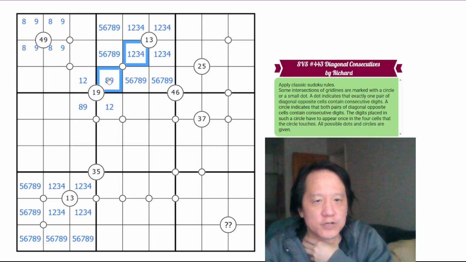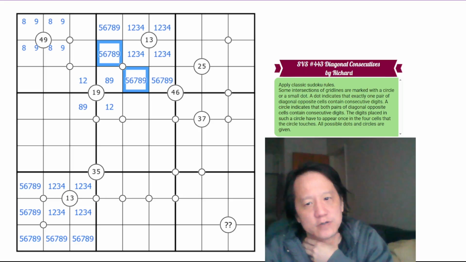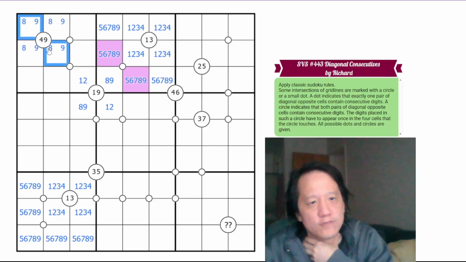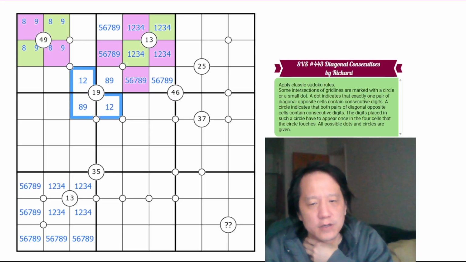These digits are not consecutive. So therefore, this cannot be the consecutive part, which means this is the consecutive part. So we're going to mark all the consecutive parts with pink, like Renban. So these are consecutive, these are consecutive. We'll mark it with pink and green, I guess. So pink, and this is green.